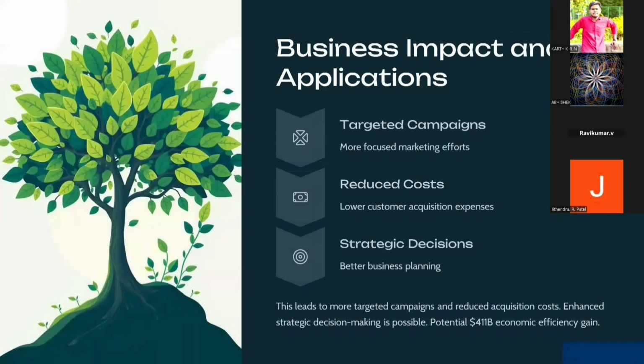Next is business impact and applications. The first one is targeted campaigns, which means more focused marketing efforts. Next one is reduced cost. We can reduce the cost, with lower customer acquisition expenses. Next one is strategic decisions. We can do better business planning. This leads to more targeted campaigns and reduced acquisition cost. Enhanced strategic decision making is possible.